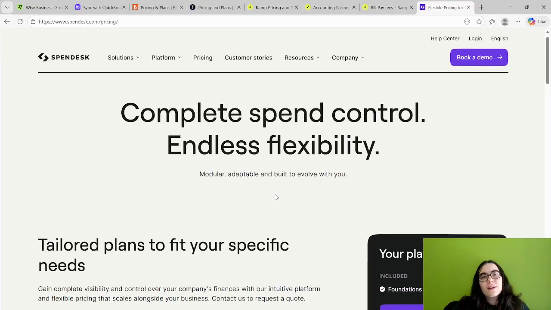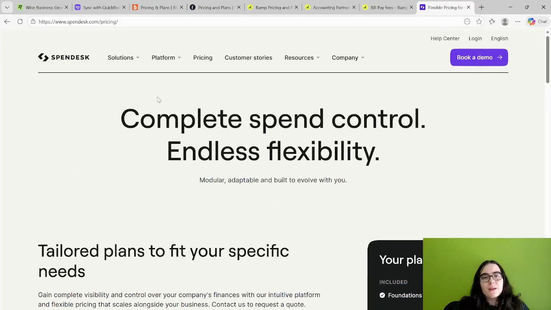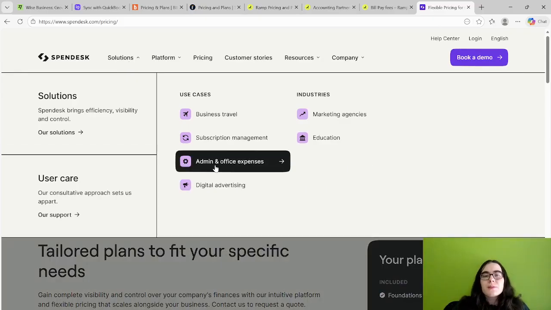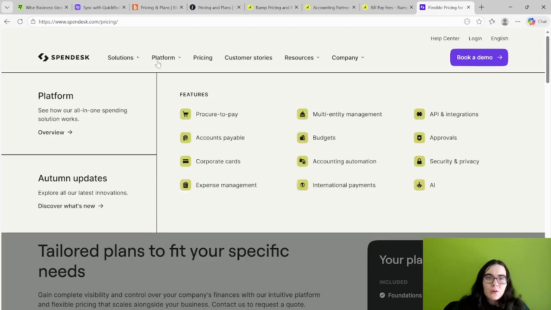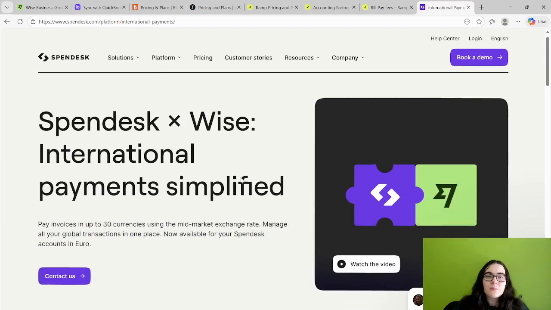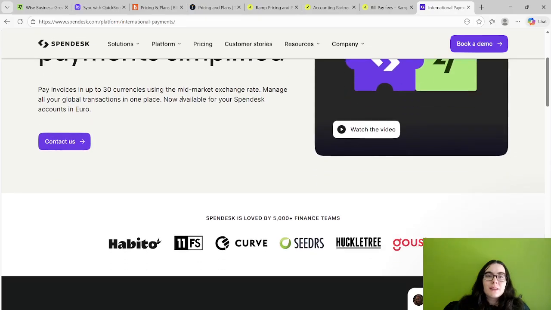And then the other thing is that this is a French company. And while US businesses can use them, currently US companies cannot make international payments with Spendesk. This is really, like they say here, available for Spendesk accounts in Euro. It's only available in Europe and the UK currently. So if you're a US business and you need to make international payments, you're not going to be able to do that with Spendesk. So those are some alternatives to Wise.